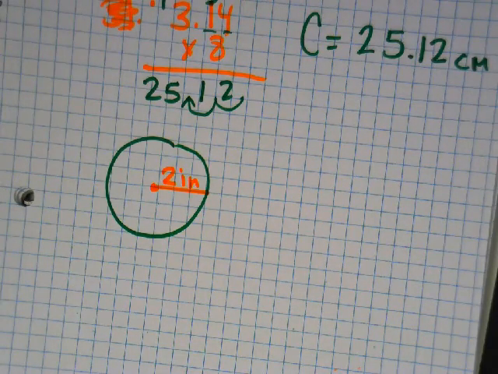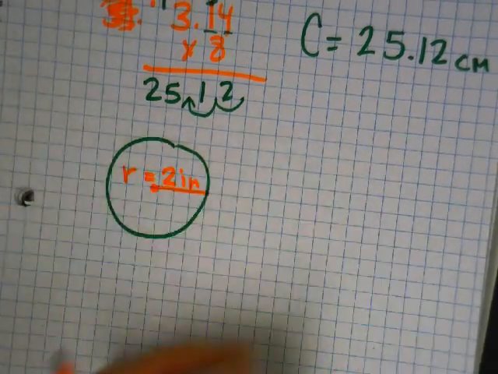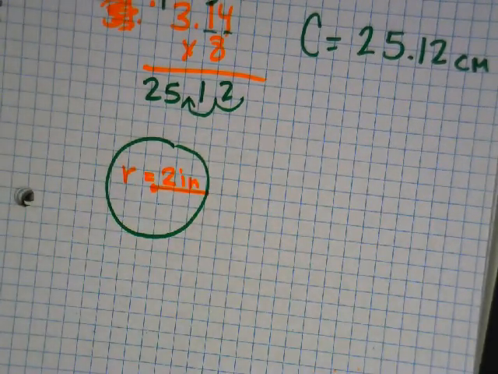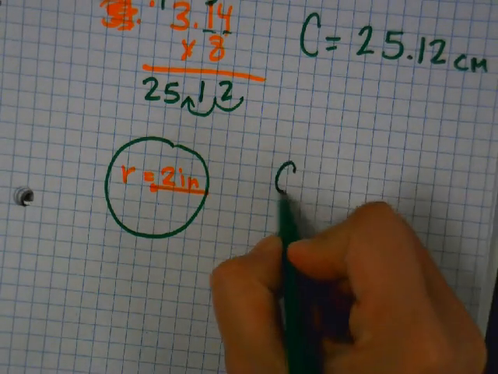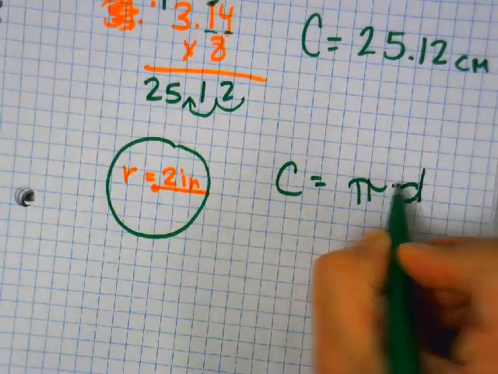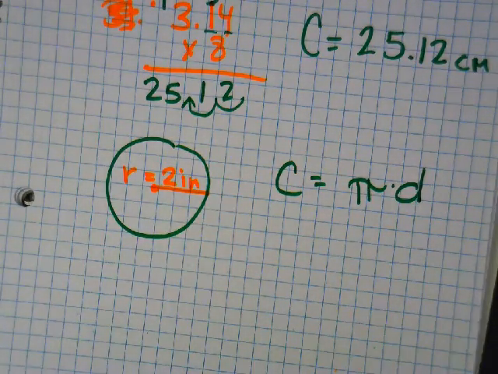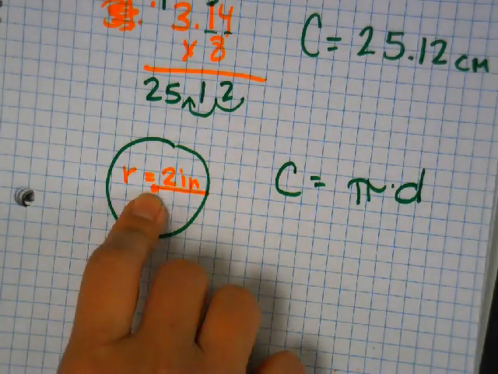What did I give you? Radius. Does the formula want the radius? No. You do times 2. So this is your radius, but I need what? Diameter. Because the formula says circumference is equal to pi times d, not radius. Diameter. So first thing I have to do is change this to a diameter.